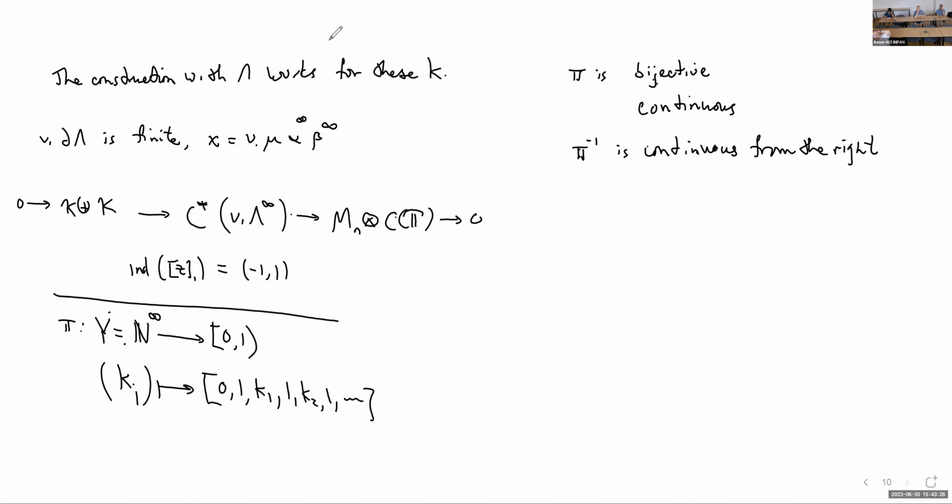Sorry, can you explain what it means, continuous from left or right? Yeah, so pi inverse goes the other way around. If we have a point here and you approach it from the right, the pi inverse points converge to the pi inverse of the point. Okay, I got you. Right, and at zero, you can come from the right, but of course, at zero, you can't check the discontinuity from the left.